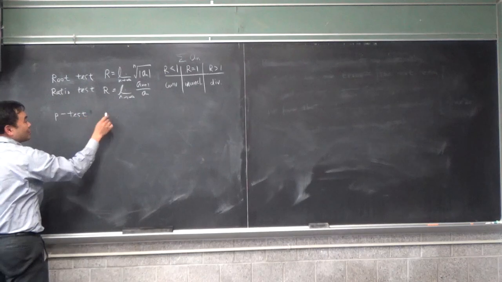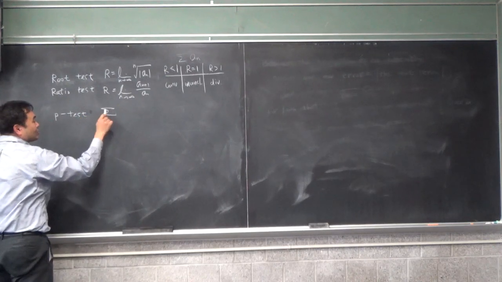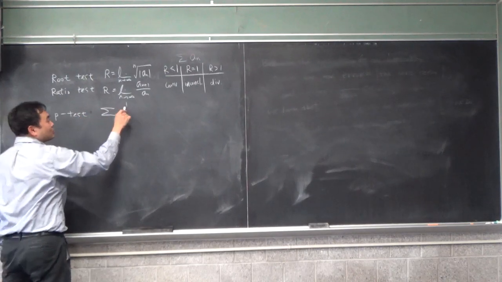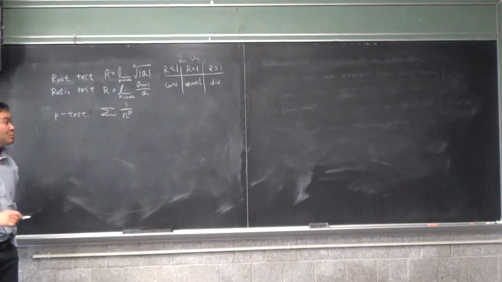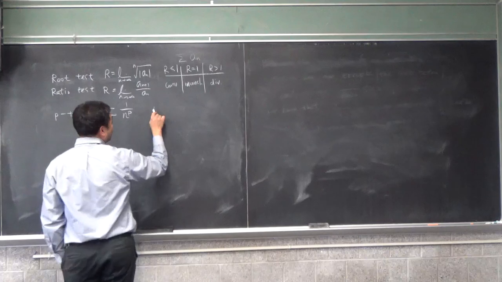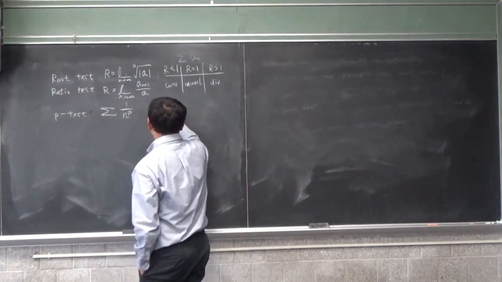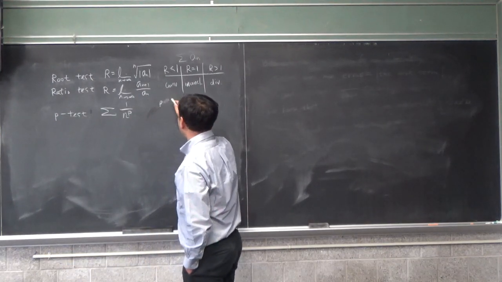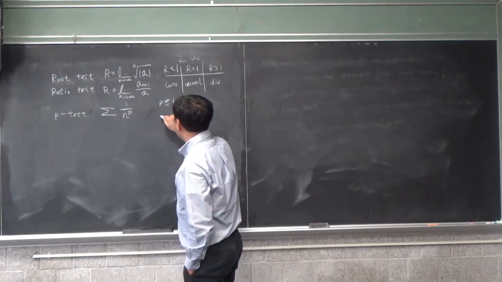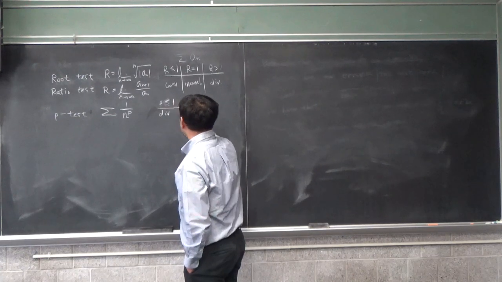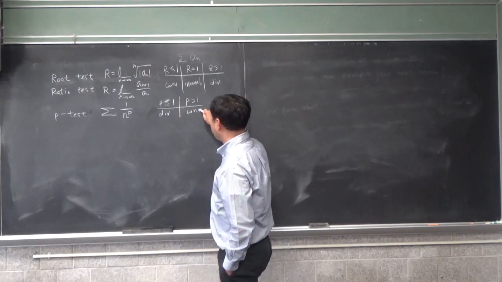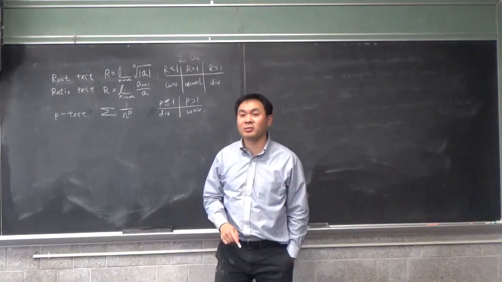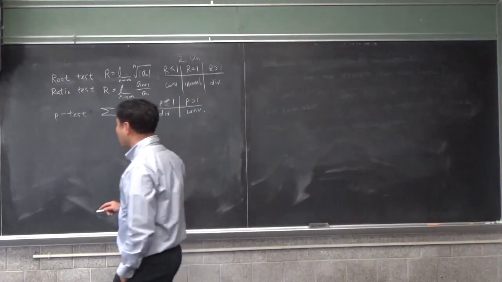Okay, good. And then somebody mentioned the P test or P series. What is this about? It's about the P series, a series of this form, 1 over n to the p power. If P is less than or equal to 1, it diverges. And then if P is greater than 1, it converges.